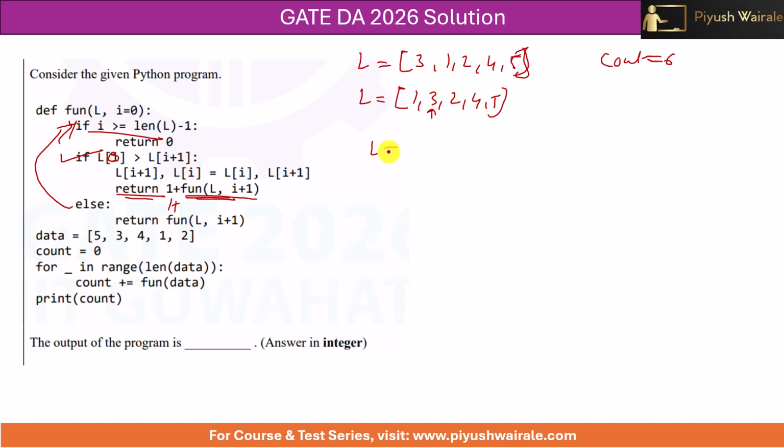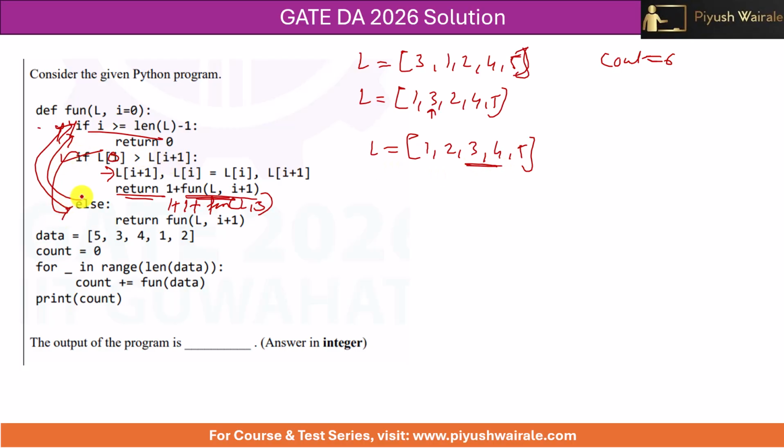L equals 1, 2, 3, 4, 5 here like this. Okay. That is 1 plus. Now after swapping, here we have 1 plus again function of L comma 3. Okay. Now go for the next iteration. I is basically 3. Not satisfied. Here, is L of 3 greater than L of 4? No. Not true. So go for the else block here.